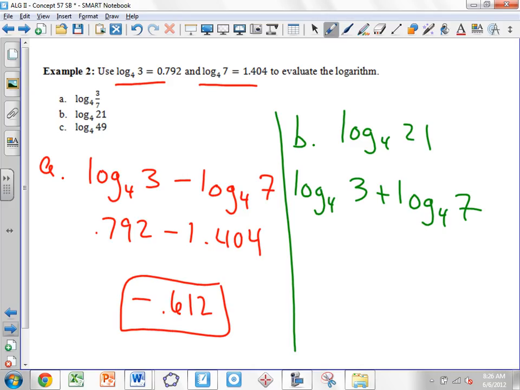So Anthony said, well, I'm just going to rewrite this as log base 4 of 3 times 7. I'm going to think of 21 as 3 times 7 and split it up. Put the part with the 3 here, the part with the 7 over here. And at this point, we know those definitions. Substitute in again. We got 0.792 plus 1.404, yielding 2.196.